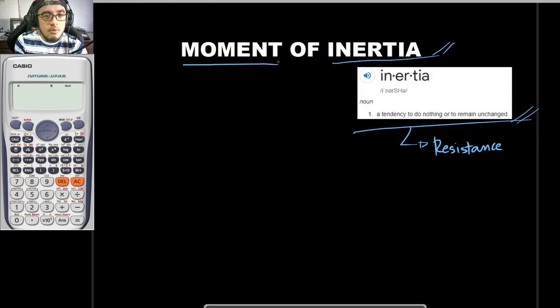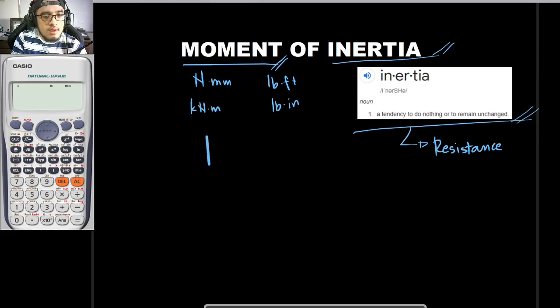But what about moment? In physics, when you hear the word moment, the first things that you would think of are the units. Let's say Newton meter, Newton millimeter, kilonewton meter, let's say pound foot, pound inch, and so on. So basically, a moment is an expression involving the product of a certain force and its perpendicular distance about a certain point.